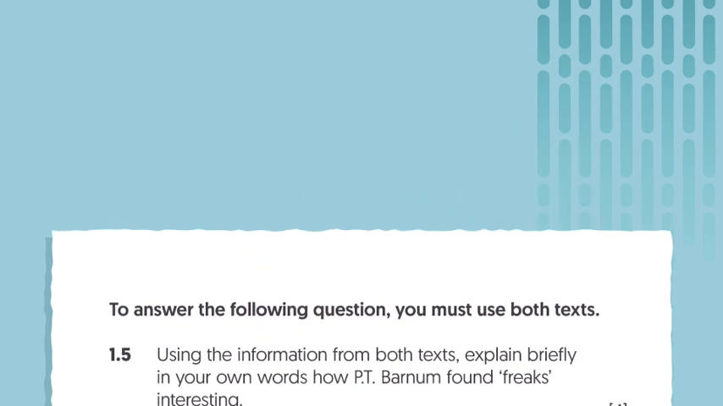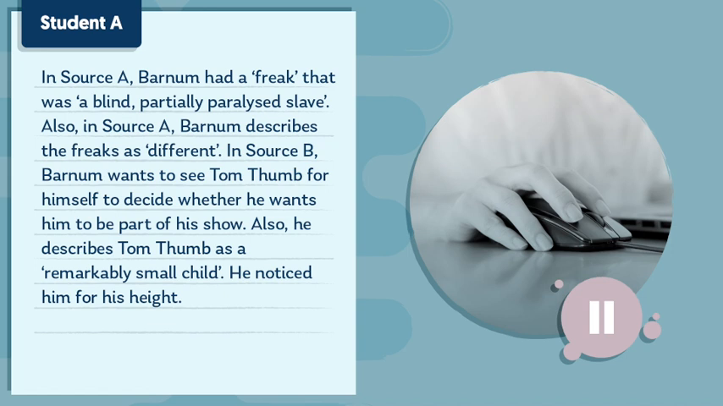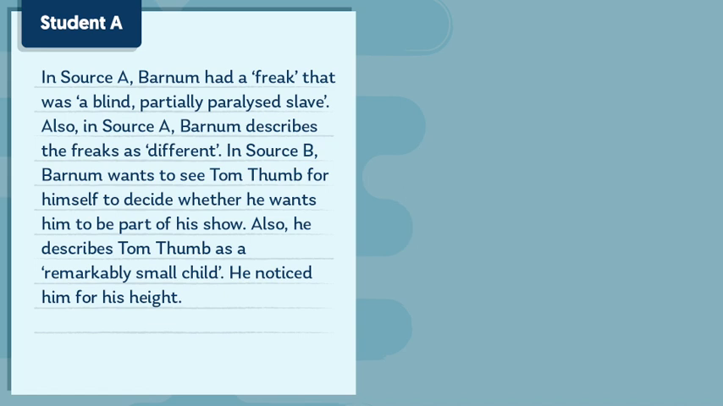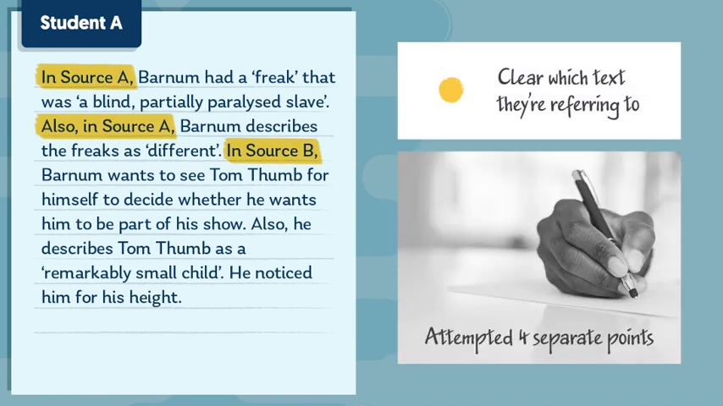Let's start by looking at student A's response. Press pause now to give yourself time to read it through carefully, and press play again when you're ready. So, what this student has done really well is they've made it really clear which text they're referring to each time. Also, they've attempted to make 4 separate points which answer the question.